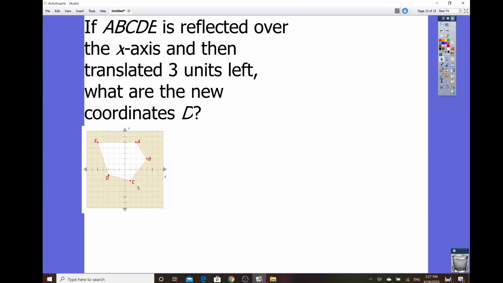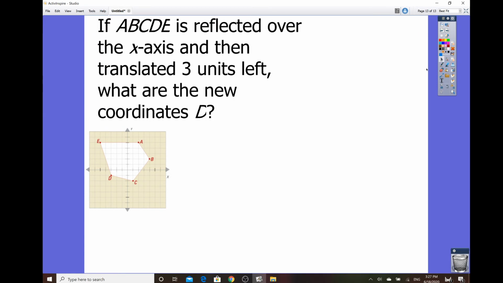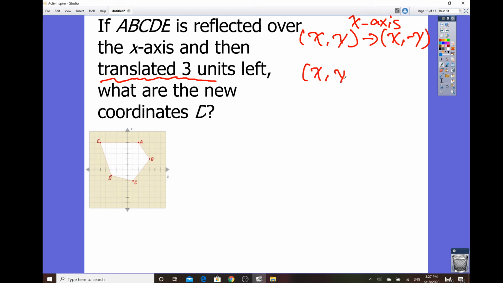Okay, so we're looking for the new coordinate, D prime. So it's reflected over the x-axis. So we do know the relationship for the transformations. Starting with x, y, reflected over the x-axis, that means we need to change the y value to its negative. So this one is the formula for the x-axis reflection. And then the translation: 3 units to the left means going in the negative direction. So it's x minus 3. So (x, y) goes to (x minus 3, y).